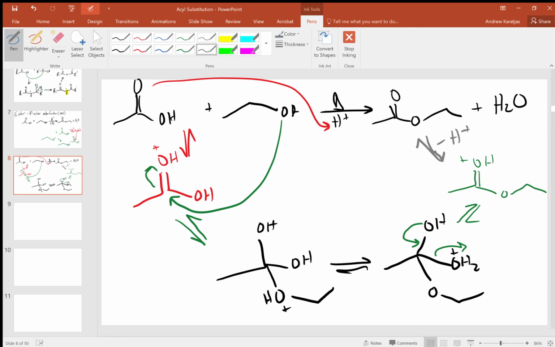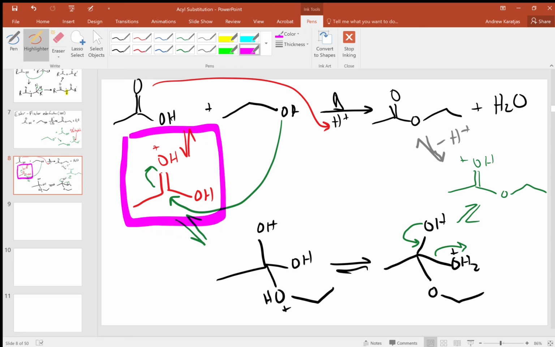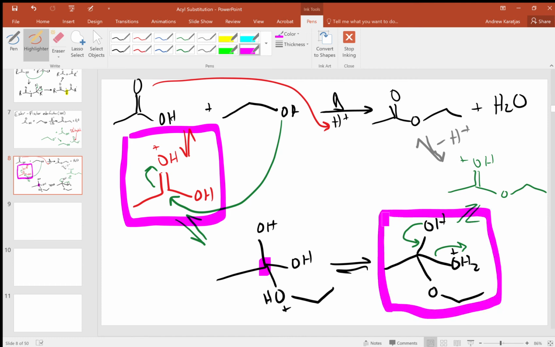So do we see our 2 steps of nucleophilic acyl substitution again? We should. We have the first step here, alcohol adding into the activated carbonyl to form a tetrahedral intermediate. And then we have our tetrahedral intermediate breaking back down to reform the carbonyl.